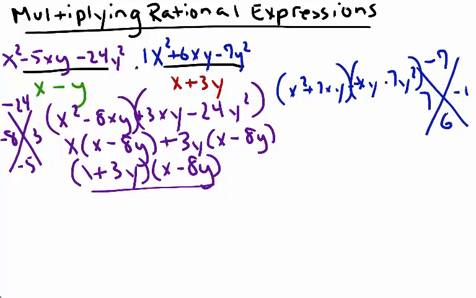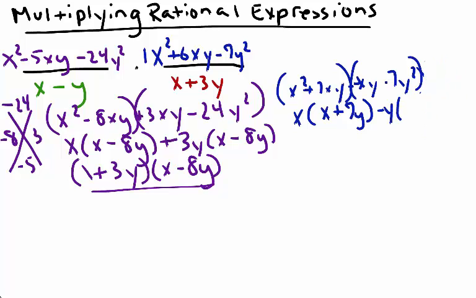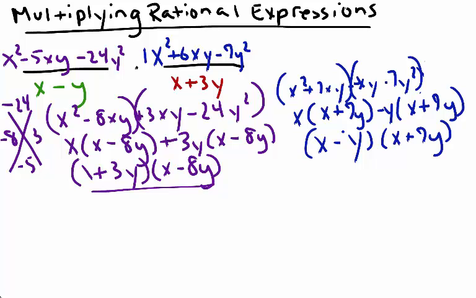In my first group, I have a common factor of x. If I take that out, I'm left with x plus 7y. In the second group, I have a common factor of negative y. So if I factor that out, I'm also left with x plus 7y. Completely factored, this polynomial is x minus y times x plus 7y. When I look at the denominator of this rational expression, the piece in red, x plus 3y, I see that it can't be factored any further. So now I'm ready to rewrite my problem.